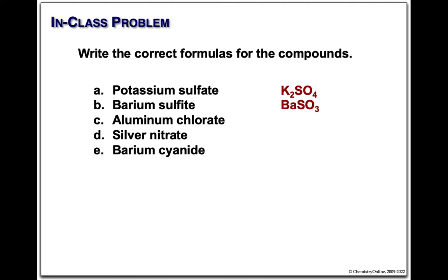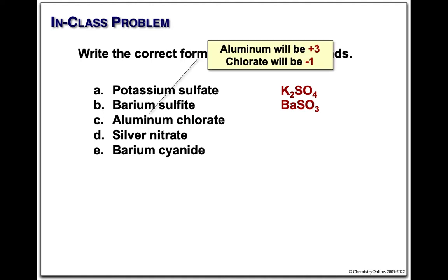Aluminum is group 3. Chlorate is -1. So we're going to need 3 chlorates for every aluminum. Now, how do we show that? We're going to have to take the structure for chlorate, put it in parentheses, and then show we have 3 of them. It would look like this. Here's our aluminum. Each chlorate is -1, and we have 3 of them.